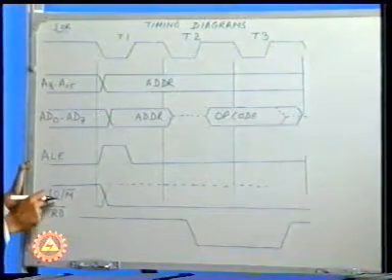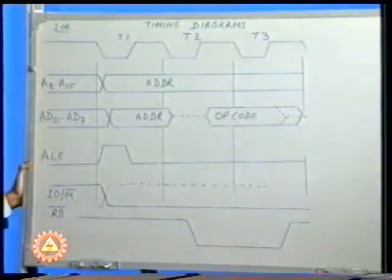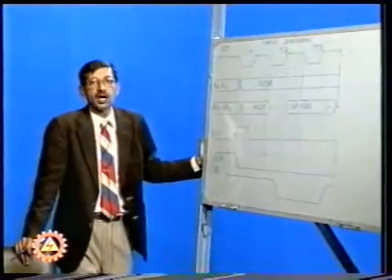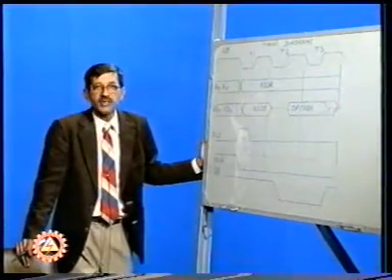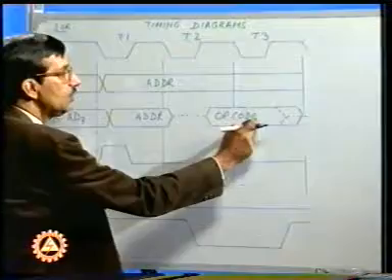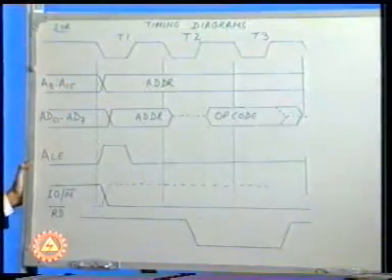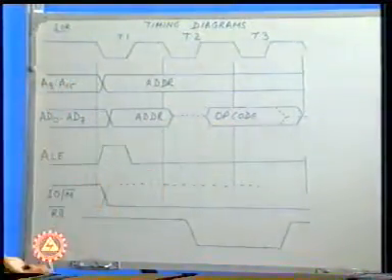RD bar signal combined with IO/M bar will generate the IO R bar signal. This IO R bar signal would activate the input device. Once the device has been activated, it will place the data on AD0 to AD7. Once the data is placed on AD0 to AD7, from there it will be passed on to the accumulator.